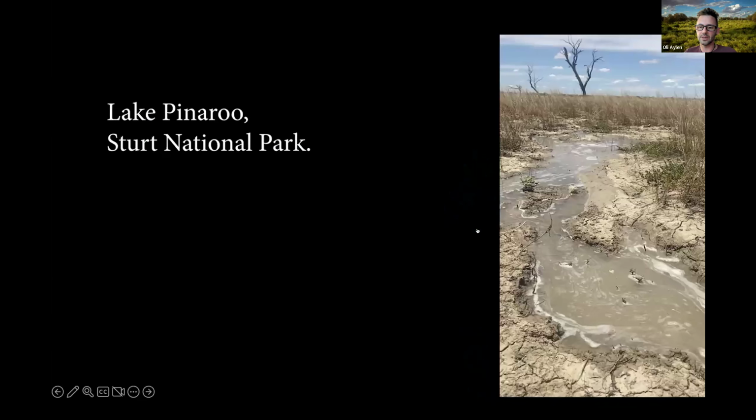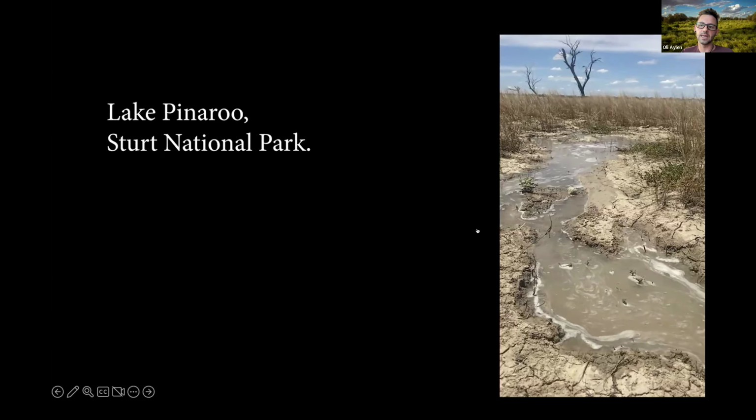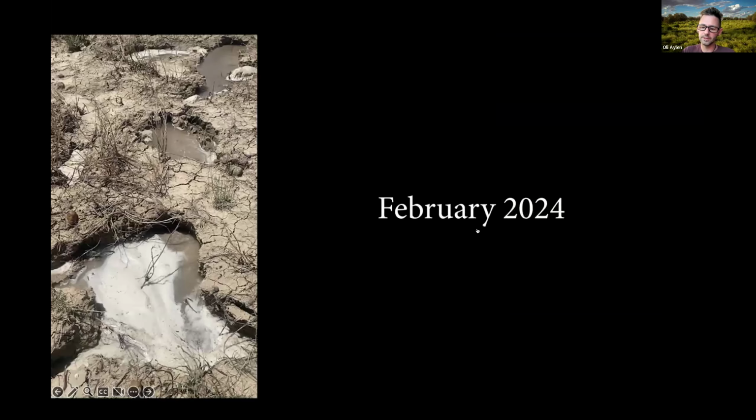So this was 100 millimeters of rain, so half the yearly average that we received in about 36 hours. And this filled the lake. I'm not sure if you've got sound, but you don't really need it.